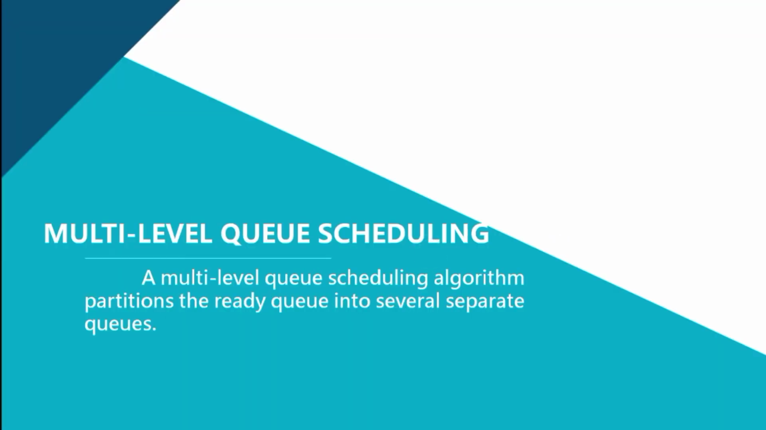Another CPU scheduling algorithm is the multi-level queue scheduling. A multi-level queue scheduling algorithm partitions the ready queue into several separate queues. So the ready processes in the ready queue are separated into several queues. All the available processes in the ready queue can be separated into queues, and that is what we call multi-level queue scheduling.